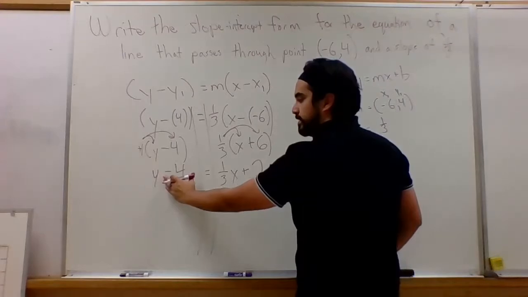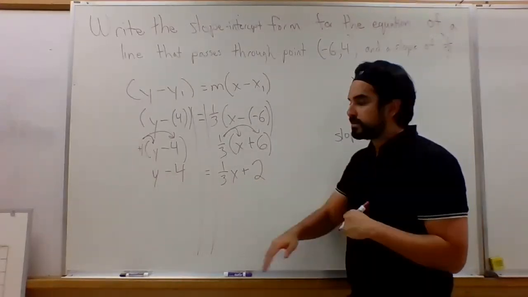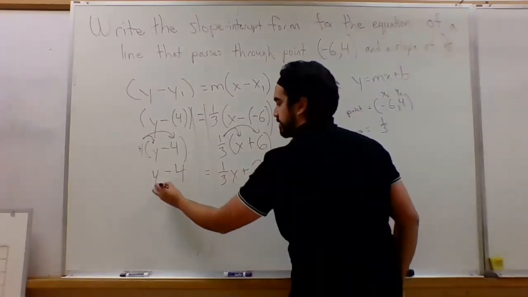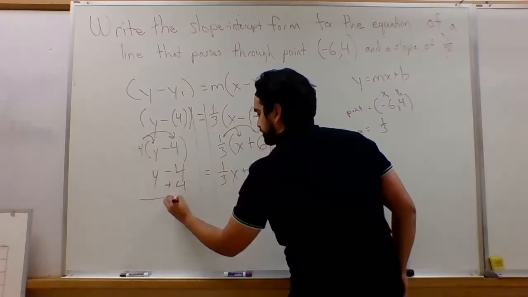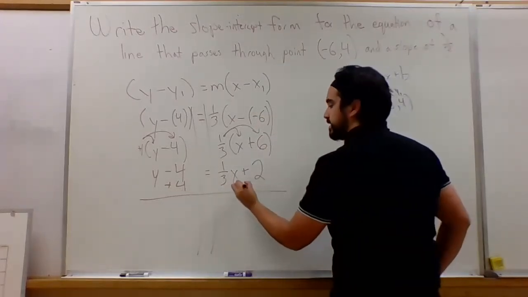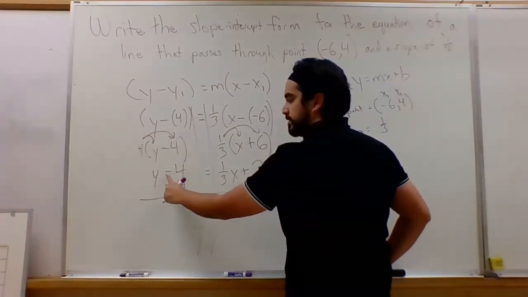So we have y minus 4. To get y by itself, we have to do the inverse. So -4, the inverse operation will be +4. If I add 4 to my left side, I have to add 4 to my right side. So let's go ahead and get started.